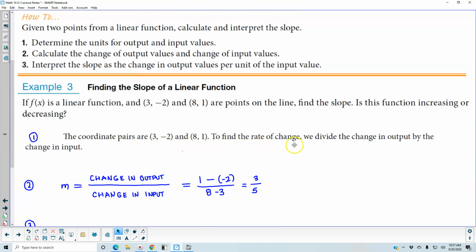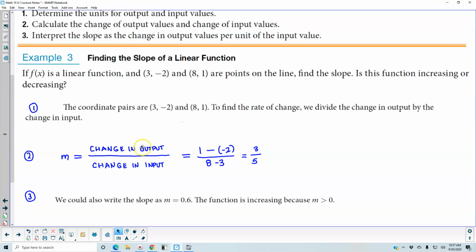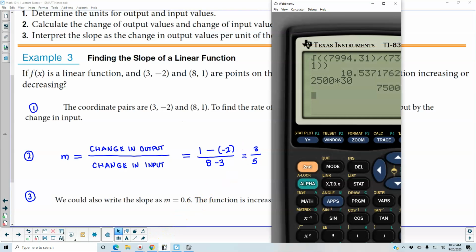So to find the rate of change, we divide the change in output by the change in input. So again, m is equal to the change in output over the change in input, which is equal to 1 minus negative 2 divided by 8 minus 3. And that's equal to 3 over 5. So this is our slope in fractional form.